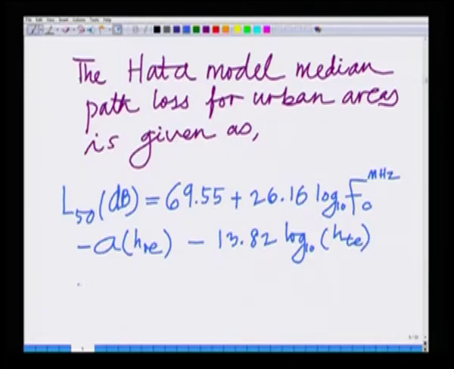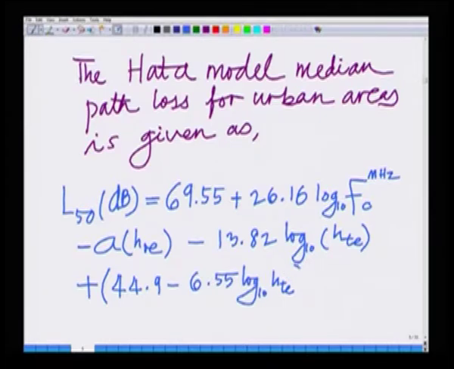HTE, plus another factor which is essentially 44.9 minus 6.55 log 10 HTE, where HT is the transmit antenna height, into log 10 distance in kilometers. Okay. So, this is the expression for the path loss. It gives the 50th percentile path loss using this expression.